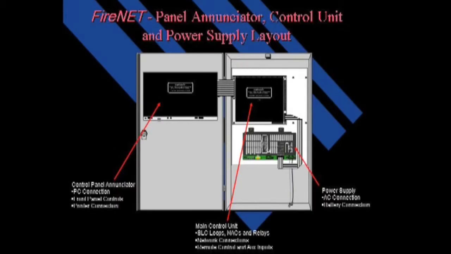The main control unit contains the drive circuitry for the SLC loops, NACs, and relays. It also has the connections for the network and the remote control and auxiliary inputs. The power supply is where the AC and the batteries are connected.